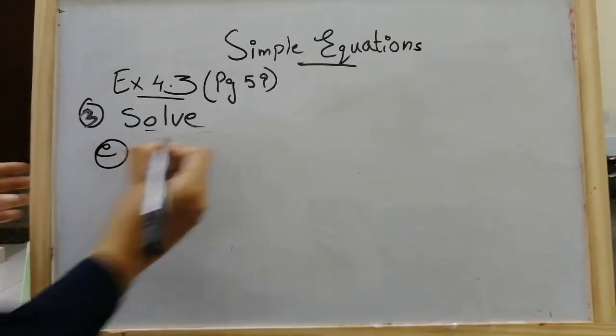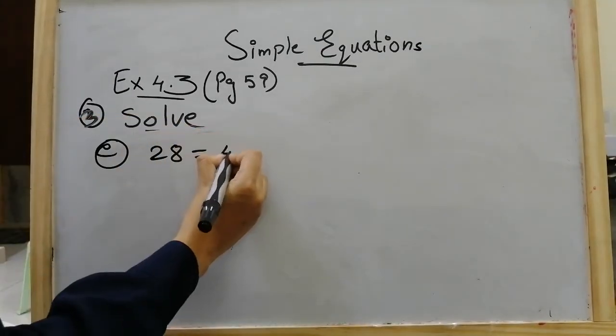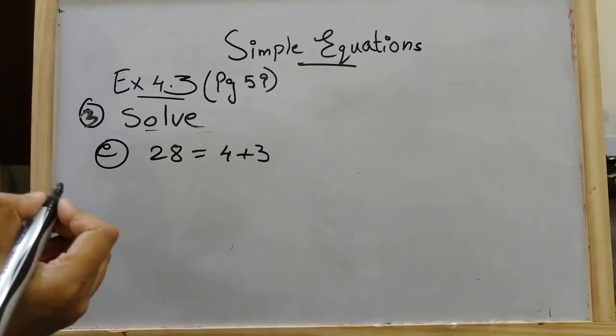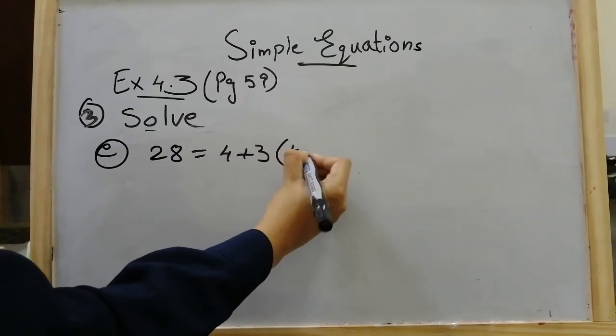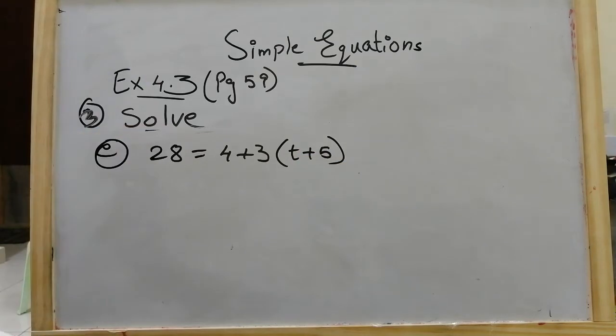Okay, sub question E. 28 is equal to 4 plus 3 into t plus 5. Now this is the next question. Let's see how to do.